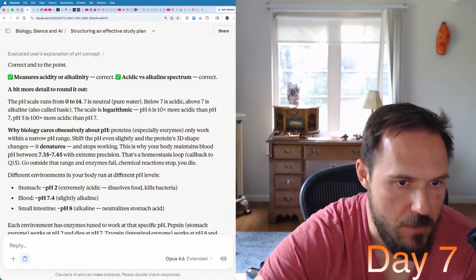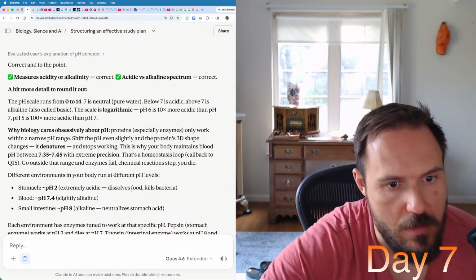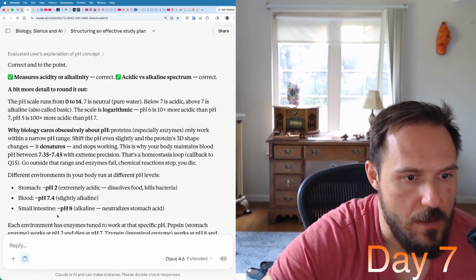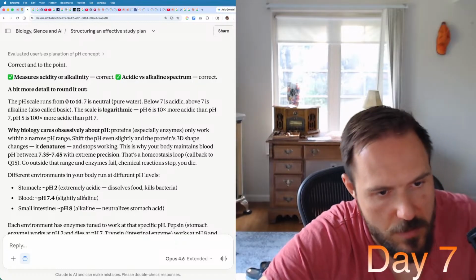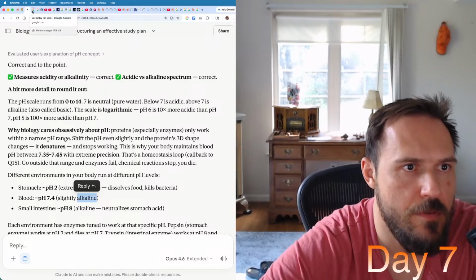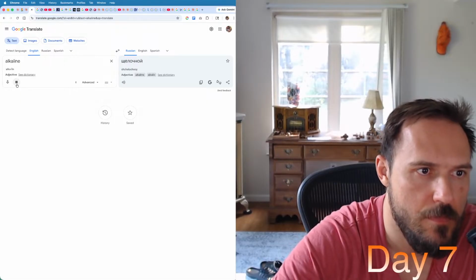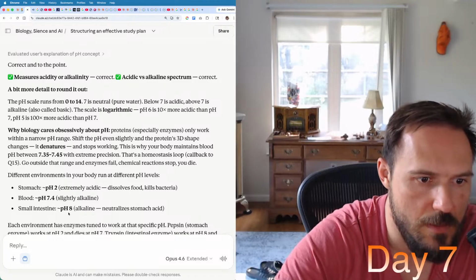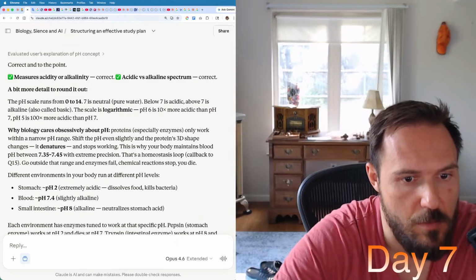Different environments in your body run at different pH levels. Stomach, pH 2, extremely acidic. Dissolves food, kills bacteria. Blood, pH 7.4, slightly alkaline. How do I pronounce this? Where's my translate? Alkaline. Alkaline. Slightly alkaline. Small intestine, pH 8. Wow. Alkaline, neutralizing stomach acid. Yeah, makes sense.